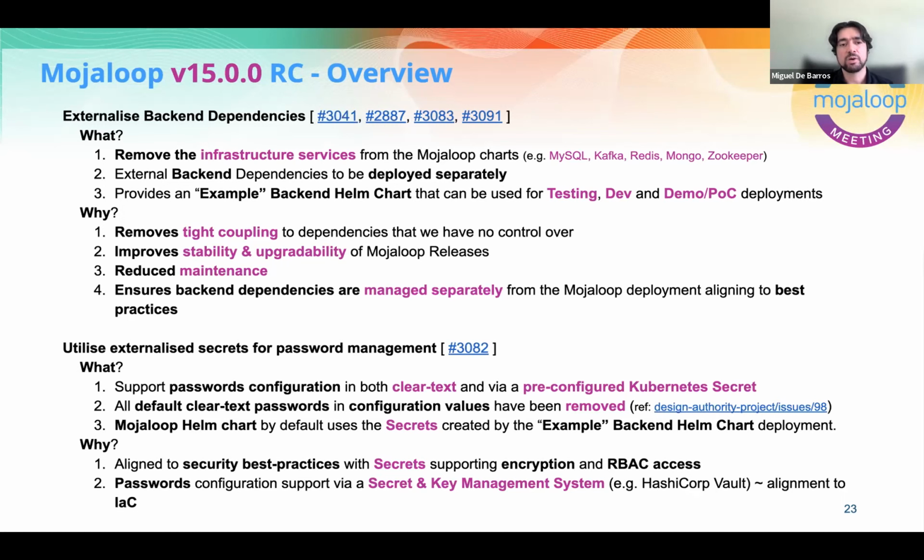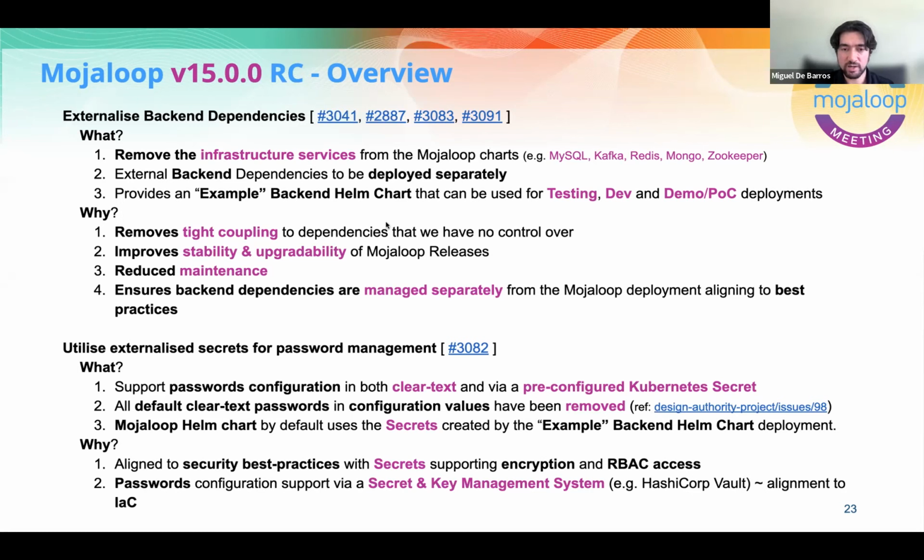So the next question is, why are we doing this? Well, we didn't have any control over the backend dependencies. Whenever someone would make a change, it would impact us. A lot of the time, our releases would be broken by these external dependencies that we have no control over. So we want to remove that coupling. It allows us to improve our stability, and gives us more manageable upgradability of our Mojaloop releases. It also reduces our maintenance. We also want to do this because, once again, it's aligned to best practices. We want to force people to actually deploy those backends separately.